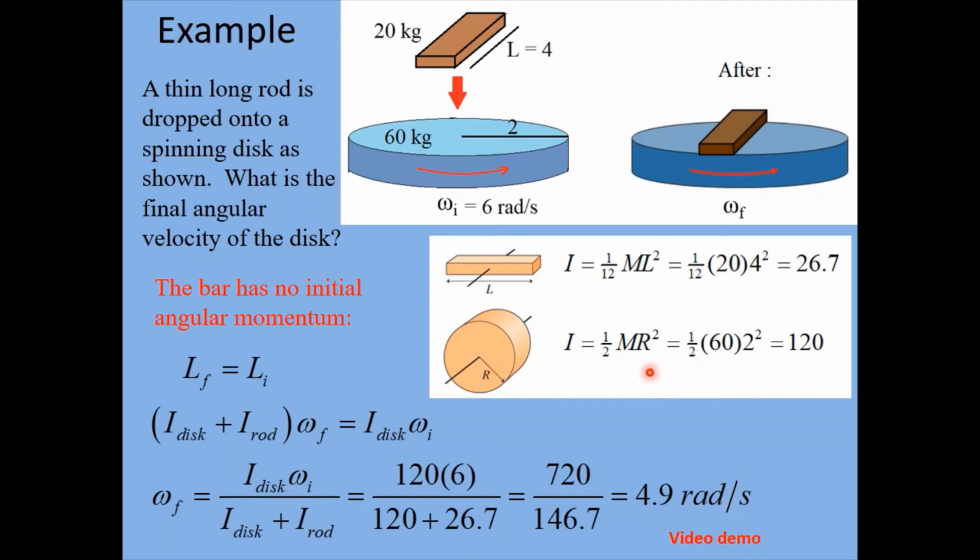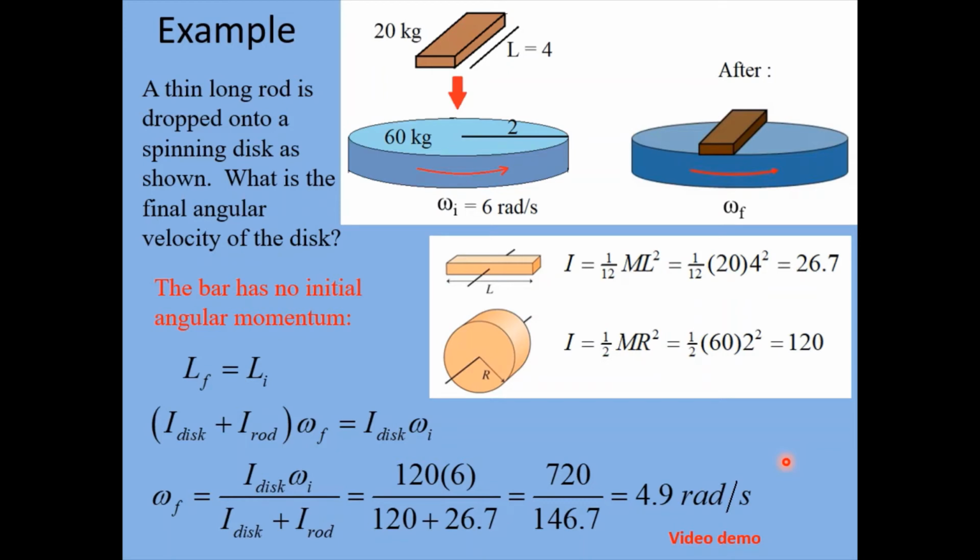So let's think about what that means. The disc was originally spinning at 6 radians per second. After we drop this rod onto it, it slows down to 4.9 radians per second. Why is that? Well, it has to conserve angular momentum. But what's happened here is the disc has gained mass now, so it has more rotational inertia. So therefore, it has to slow down in order to keep the same amount of angular momentum that it had over here. You'll see a video demonstration of this.